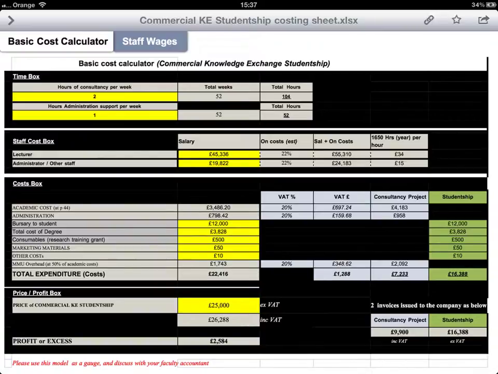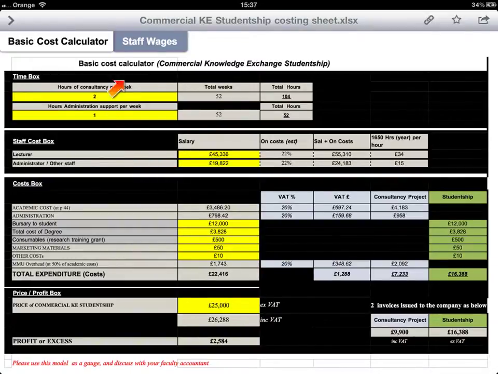So, given the hours of consultancy and the total weeks, we now have a price for a lecturer. This is dependent on the lecturer's wages. Here you'll see we've got 45,336. If you click on this block, you'll see a drop-down menu. This has all the HERA wage rates in it.